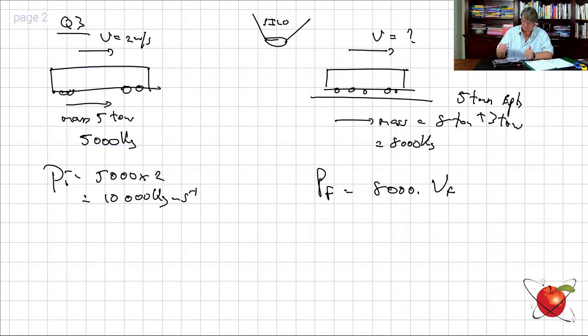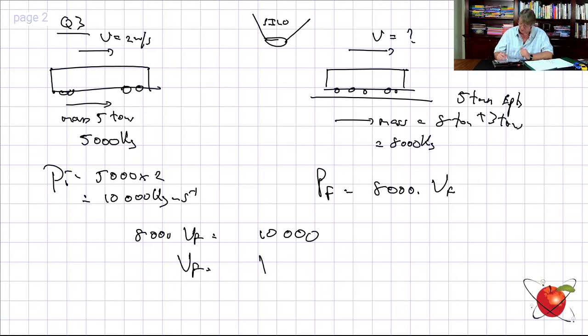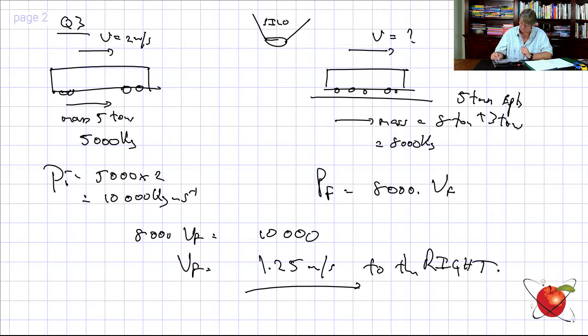And what's the next step? The next step is put them equal to each other. So therefore 8,000 V final is equal to 10,000, therefore V final, if you divide it, is 1.25 meters per second. That's the velocity of the truck. Quite straightforward, is it not?